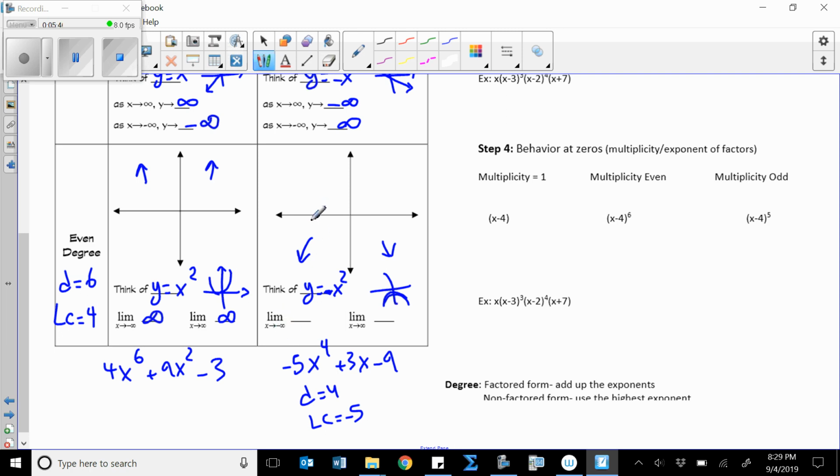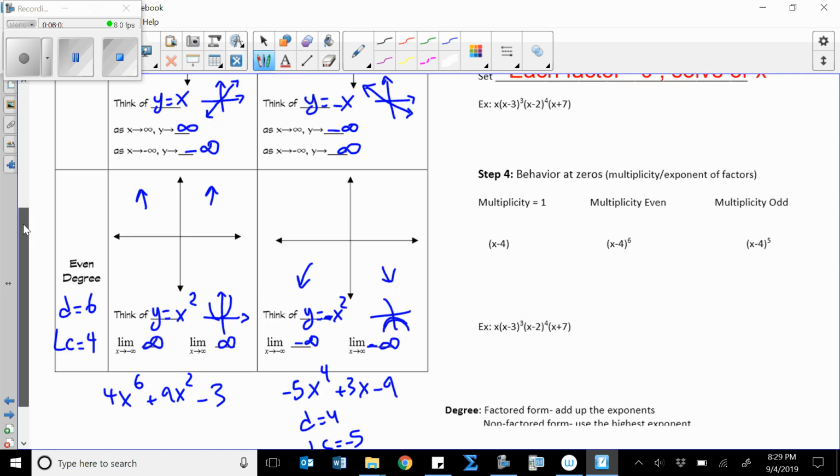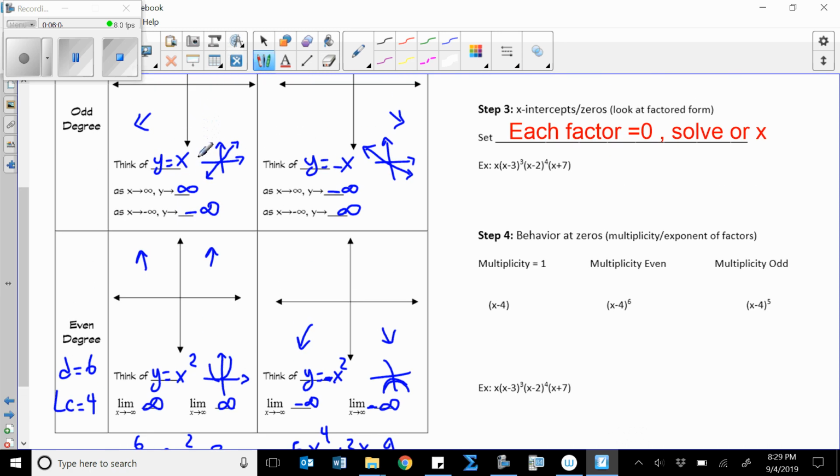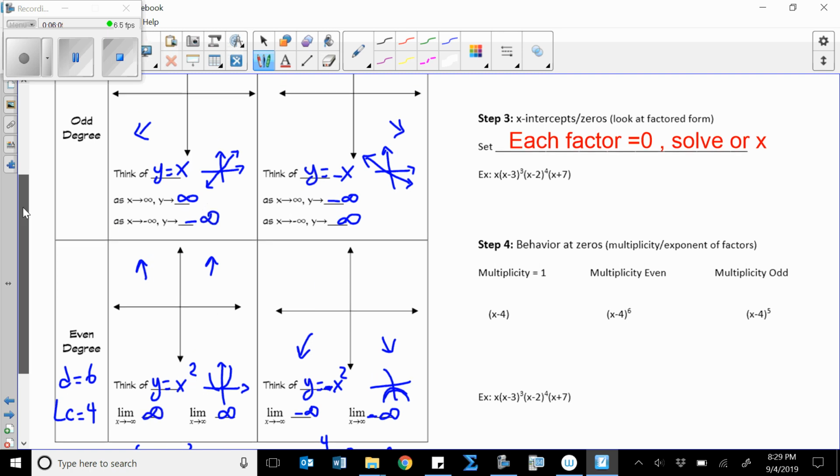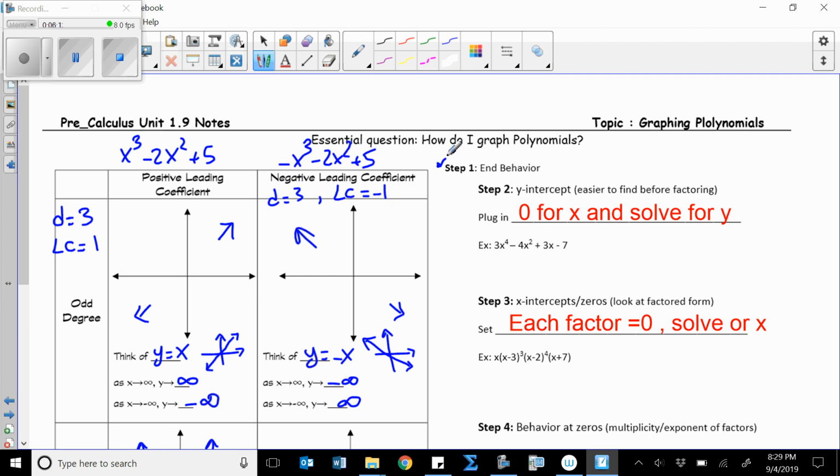As x goes to negative infinity, y goes to negative infinity. As x goes to positive infinity, y goes, again, to negative infinity. So in order to find the end behavior of any polynomial, you need to find the degree and the leading coefficient, and based on this table, you need to know which function to remember to figure out the end behavior of that polynomial. Now let's go to the next step, which is the y-intercept.